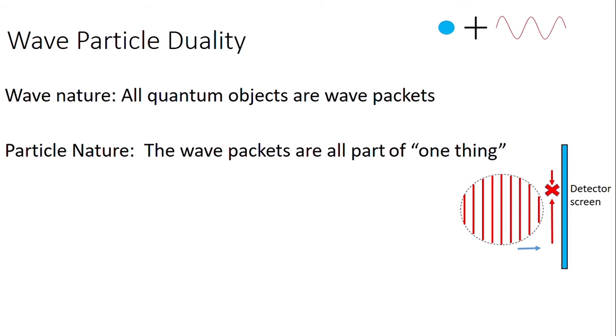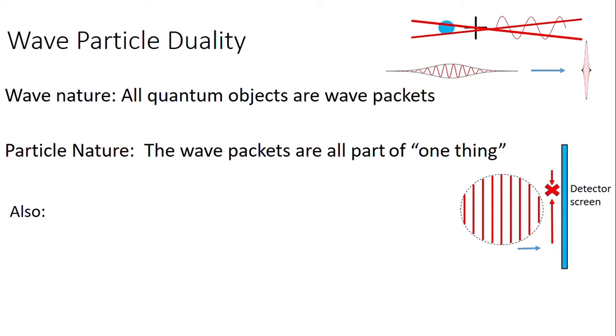What's often said about wave-particle duality is that quantum objects have the properties of both waves and particles at the same time, which is true enough, but a very confusing thing to say, and it almost seems like a logical contradiction. So instead of saying that, I think it's important to say in what sense quantum objects are like waves and in what sense they're like particles. The sense that they're like waves is that they are waves. The sense that they are like particles is that they're all part of one thing.